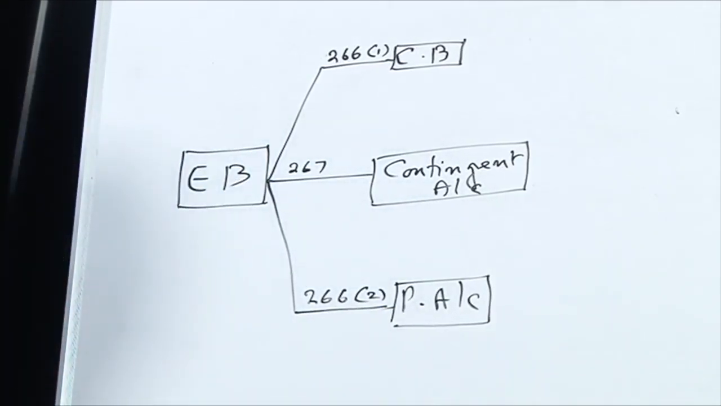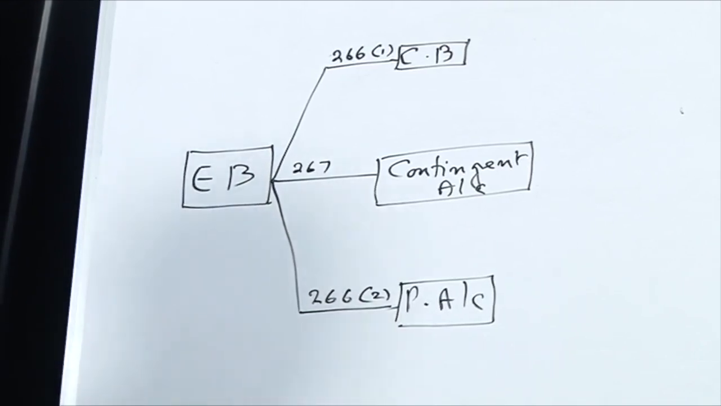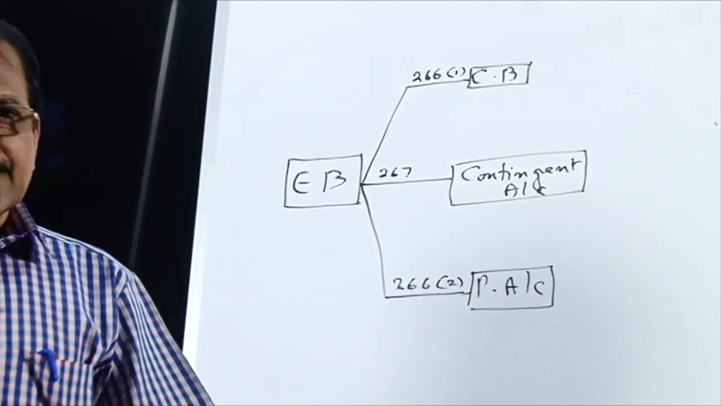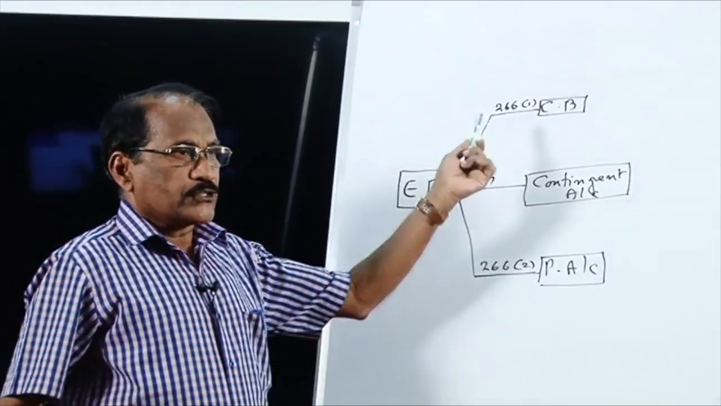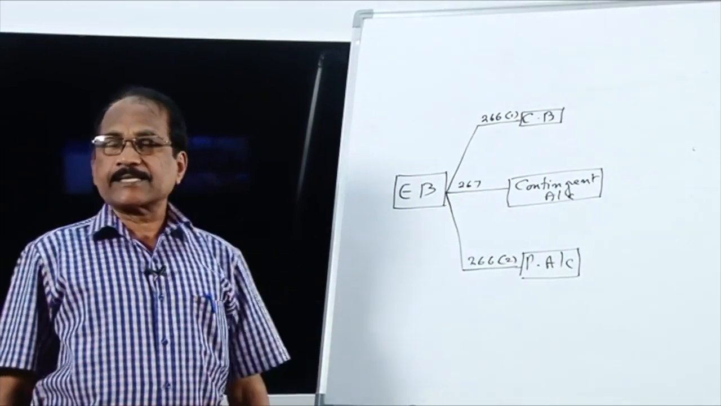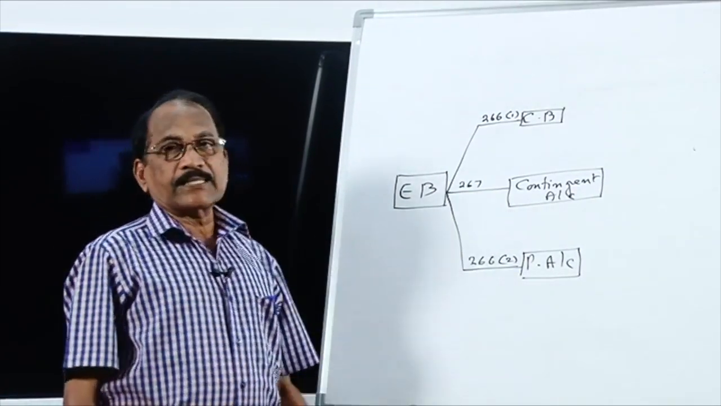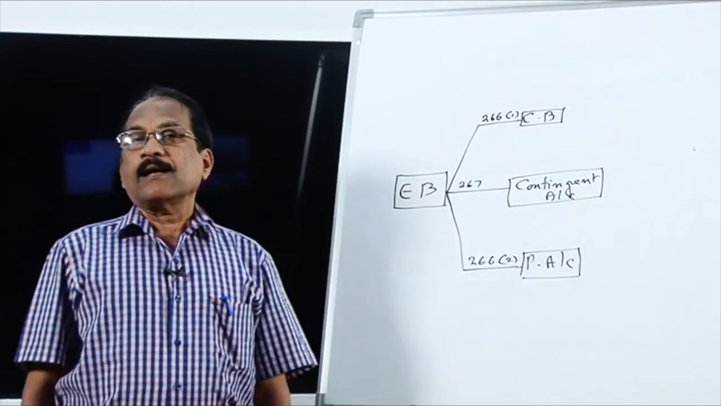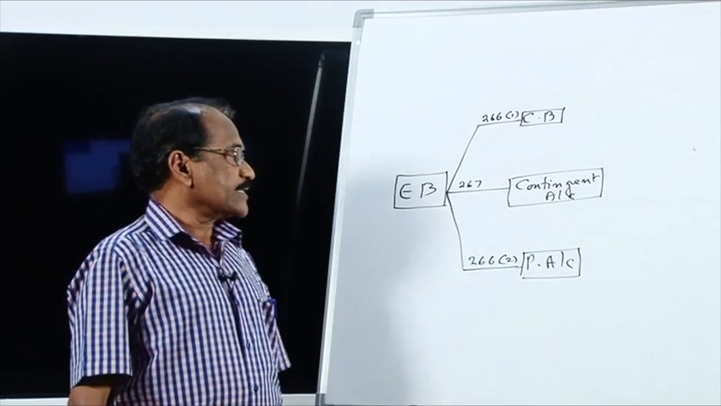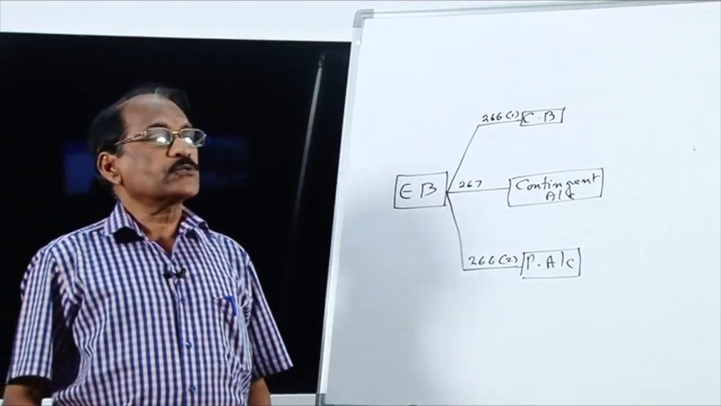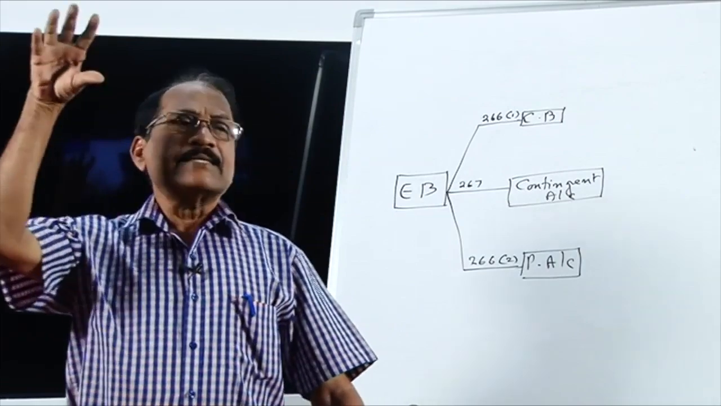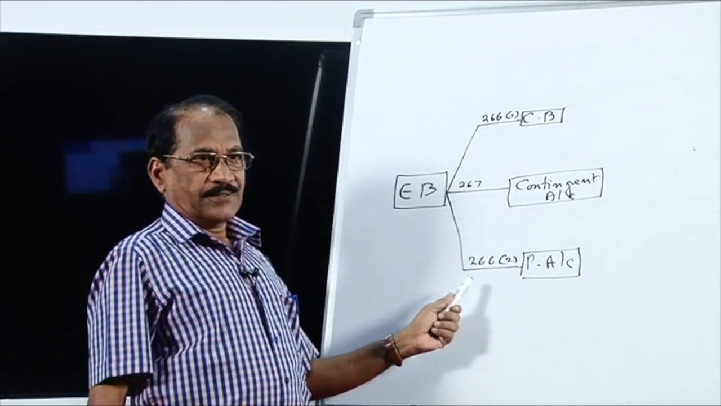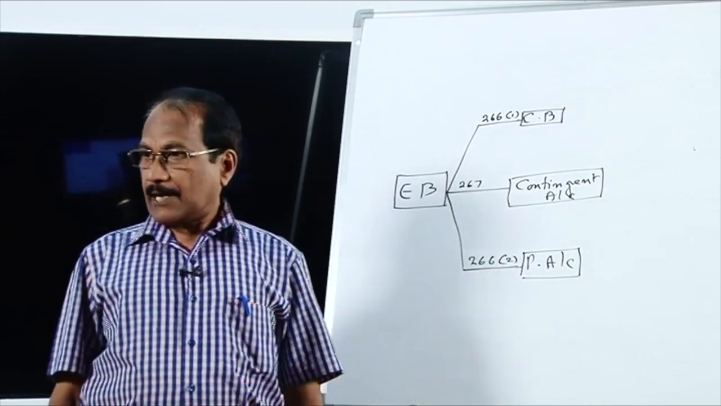So the estimation budget to be presented for the next financial year consists of 3 accounts: the consolidated account based on article 266, the contingent account based on article 267, and the public account, also under 266, which taken together we may call the estimation budget. Here, first of all, we may take the last one, that is the public account.